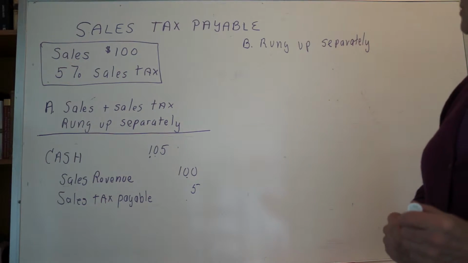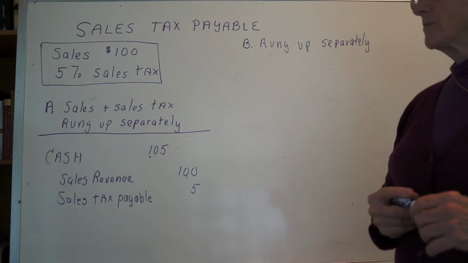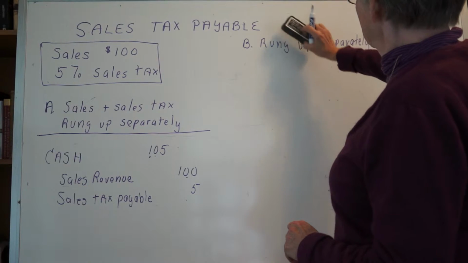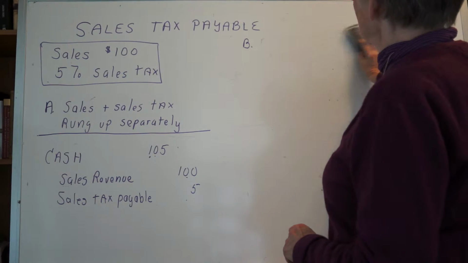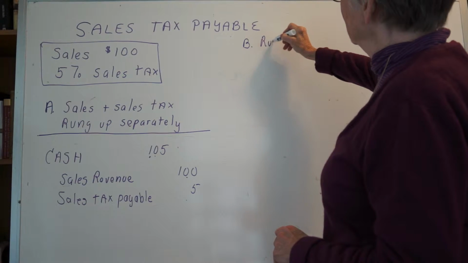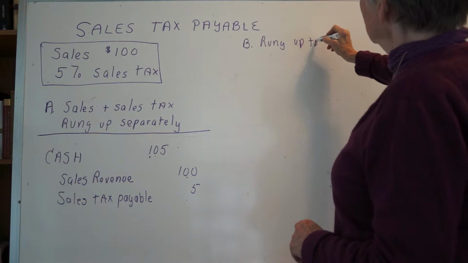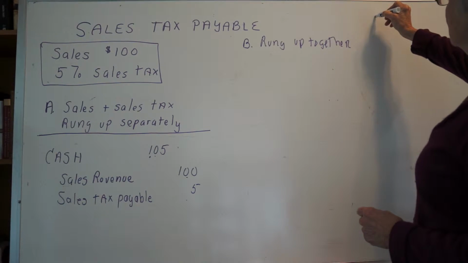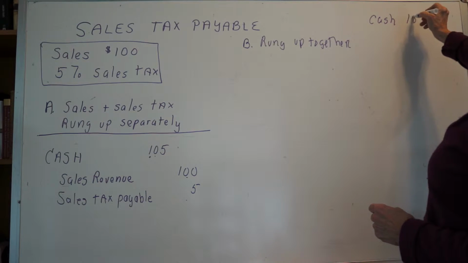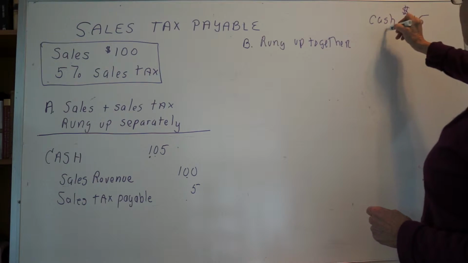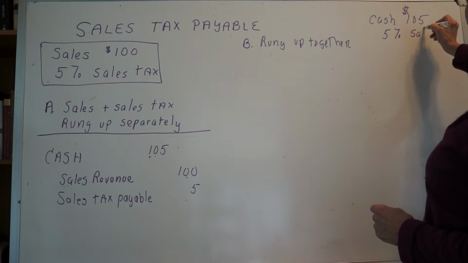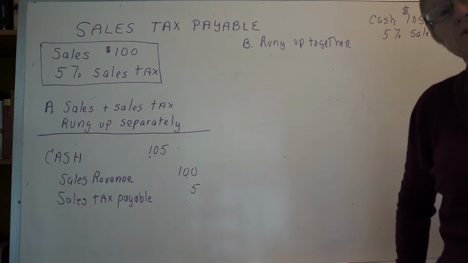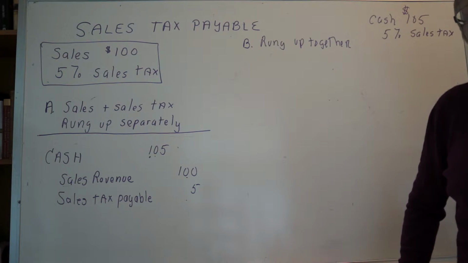Where it gets a little more complicated is where they don't ring them up separately. They ring them up together, which means that at the end of the month or the end of the time period, you know that you have cash of a certain amount, in this case 105, and you know that there's a 5% sales tax, but you don't know how much of that 105 is sales and how much is the tax, because it's all in there together.